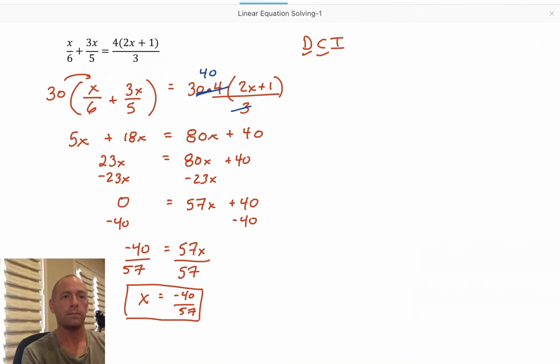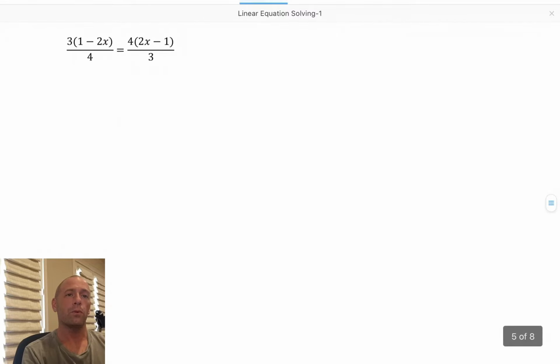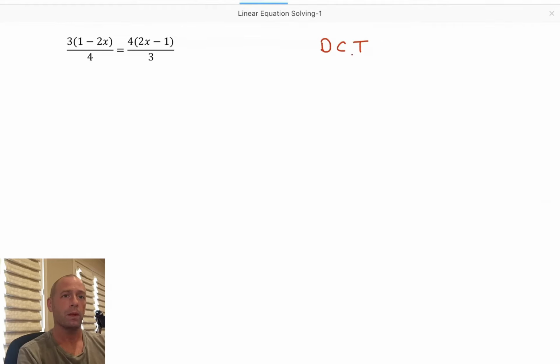Last one. Now there's more than one way you can attack this question, but I'm just going to be consistent and go along with this DCI thing. I look at the denominator of 4 and 3, and the common denominator there is 12. So I'm going to multiply both the left and the right-hand side by 12. Now keep in mind, this is not the only way you can do this problem.